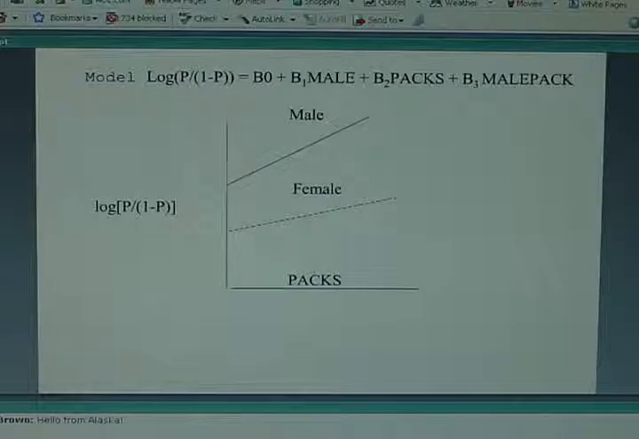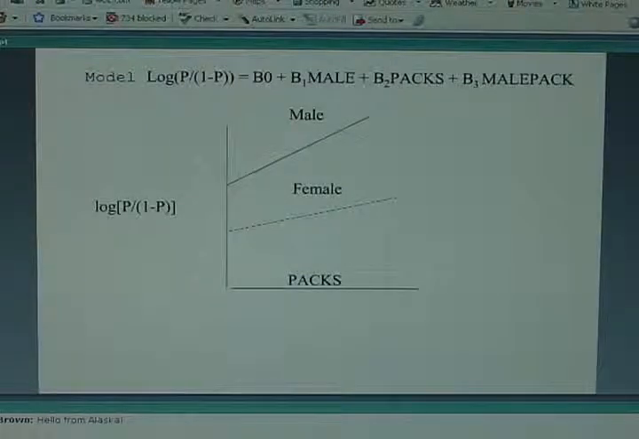You're a male, your value for male is 1. Your value for male Pax is 1 times whatever Pax is, so it's going to just be the same as Pax. So for a male, this model becomes a B0 plus a B1 added to it, a B2 times Pax plus a B3 times Pax, because male Pax is the same as Pax for a male.